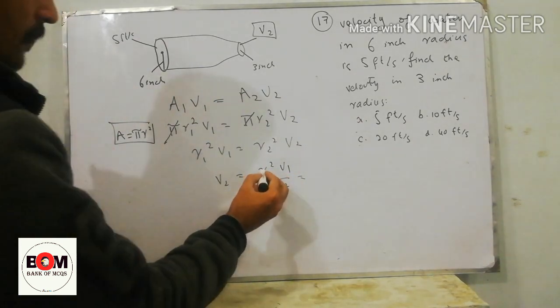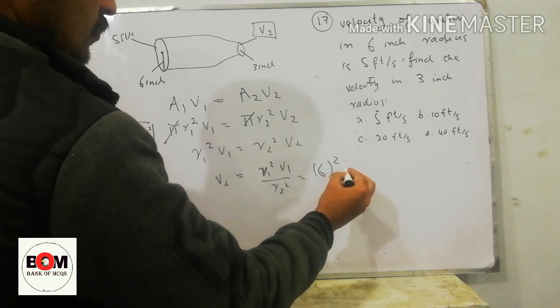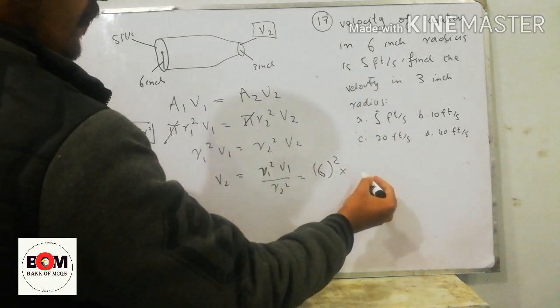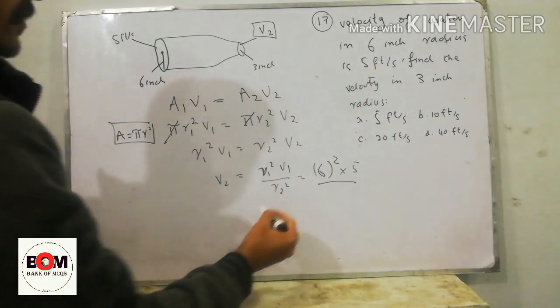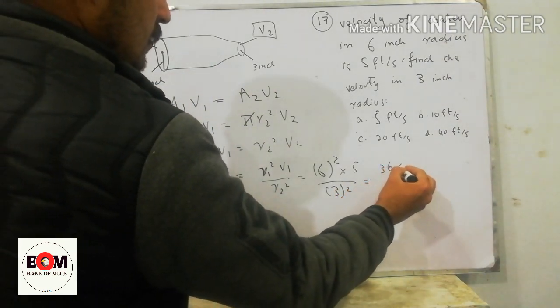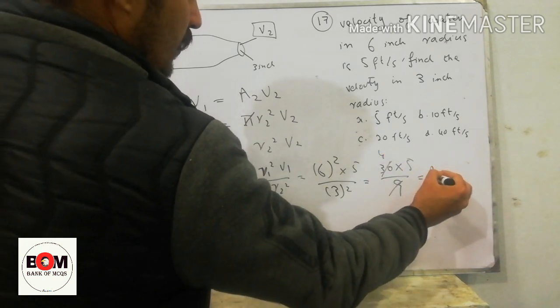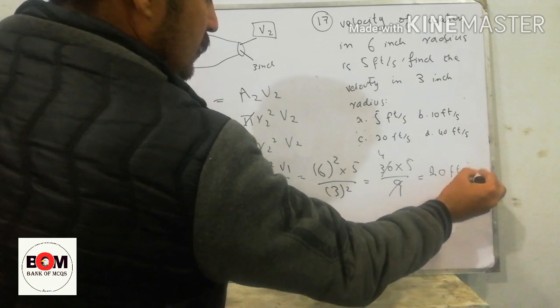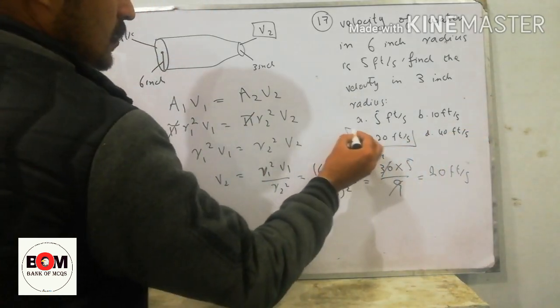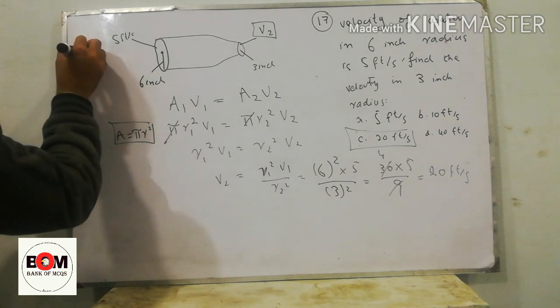Here r1 is 6 inches, the velocity V1 is 5 feet per second, and radius 2 is 3. So we get 36 multiplied by 5 divided by 9. 9 fours are 36, 4 fives are 20 feet per second. So option C is correct.